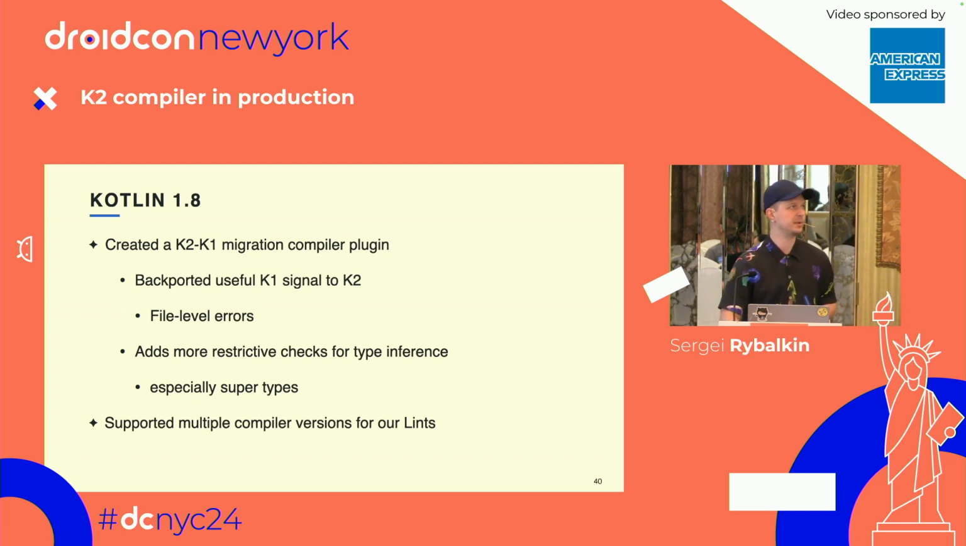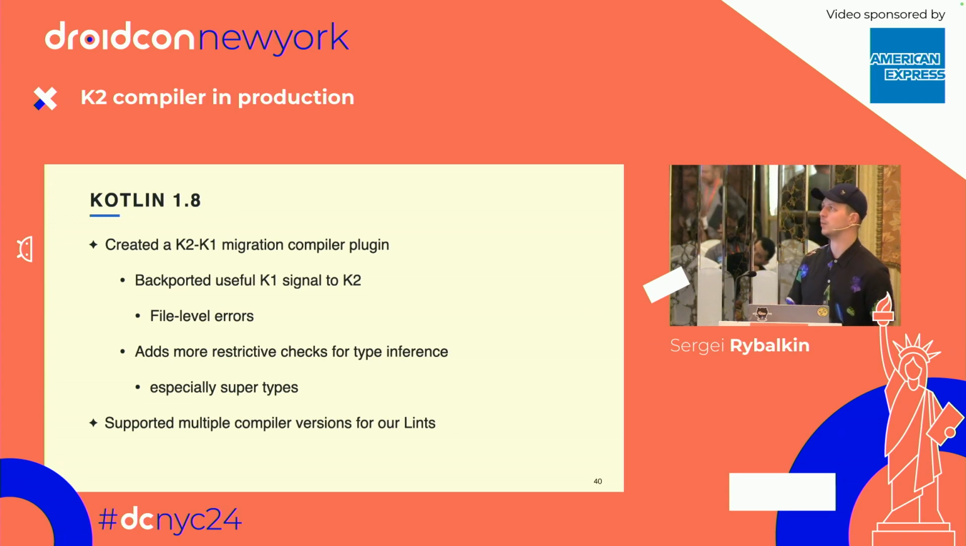We supported multiple versions of the compiler in lints, then adopted it everywhere in our infrastructure. It worked quite nicely until the day we started shipping Kotlin 2.0. Then it all became redundant. We even decided not to open source it.